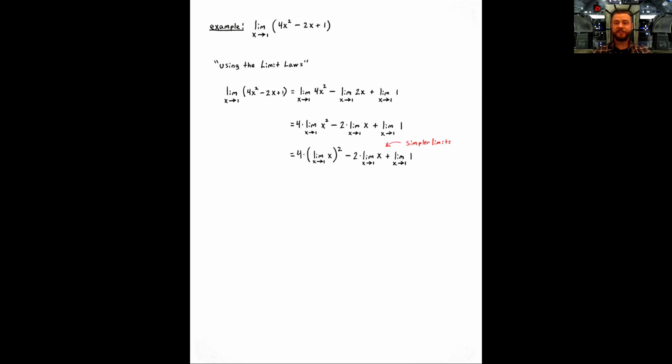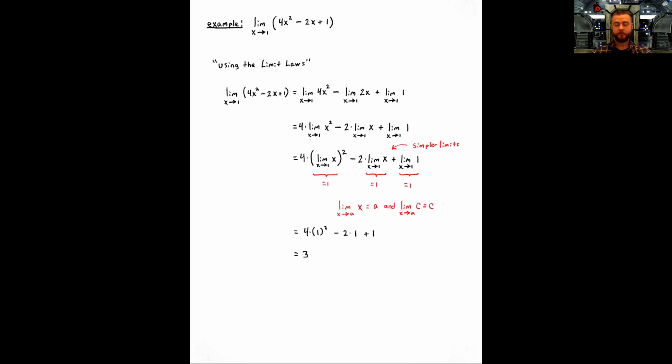All right, and what we have now done is repeatedly broken a single complicated limit into several, three of them here, considerably simpler limits. And now we can rely upon our basic limits that we had earlier. Here we have limits involving the function x, and then the last one is a limit involving a constant function. So if we make use of those two basic limits from earlier, all these limits approach 1. At that point, we just replace the individual limits with their values, which are all 1, and we have 4 times 1 squared minus 2 times 1 plus 1, which comes out to 3. So the limit for this whole function as x approaches 1 is 3.